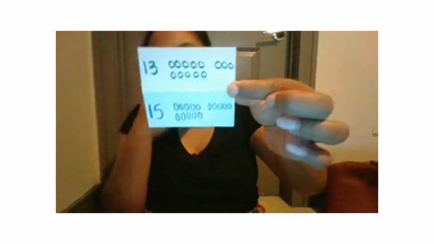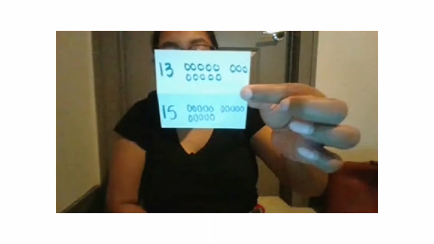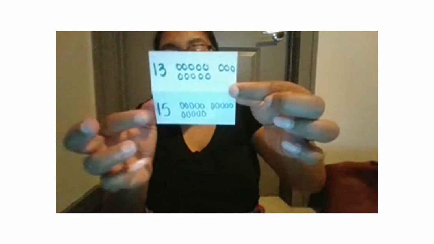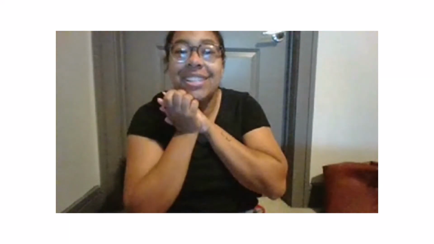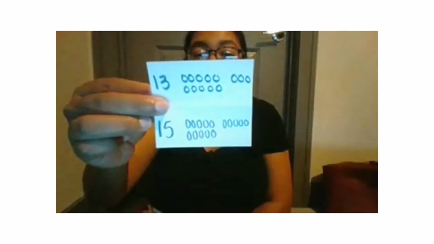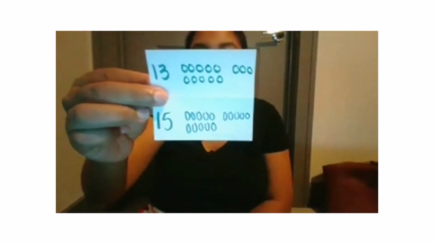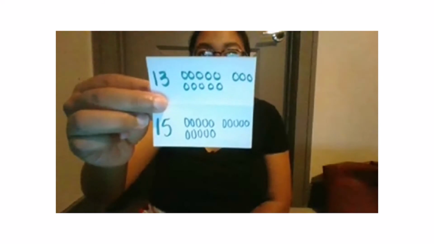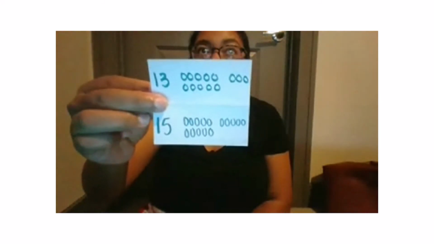So let's say we had an alligator, right? The alligator is going to eat the 15 because the alligator goes chomp, chomp, chomp. What does it do? Chomp, chomp, chomp. Great job. The alligator goes chomp, chomp, chomp to the bigger number. So we know that 15 is more than 13. Your turn. 15 is more than 13.